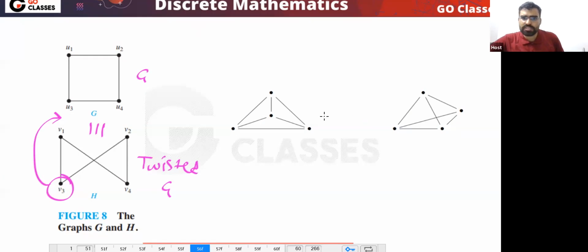Are these two graphs the same? Yes, they are also isomorphic. This is also K4, and this is also K4. Both of them are K4, the complete graph on 4 vertices. Here also every 2 vertices are adjacent, and here also every 2 vertices are adjacent. So because they are both K4, yes, they are isomorphic.